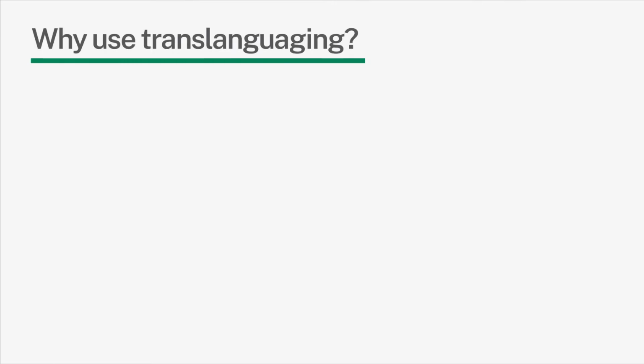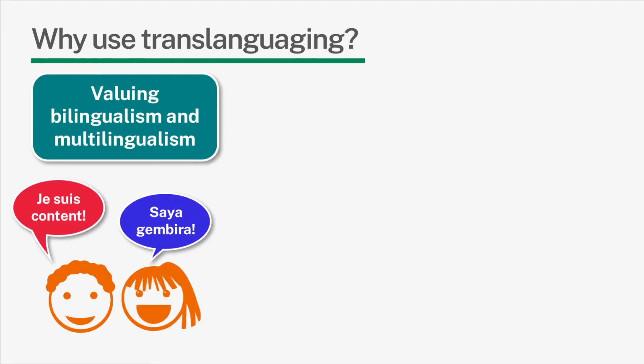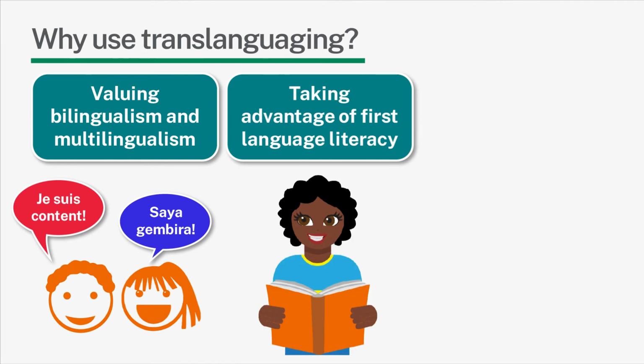Why use translanguaging? Using translanguaging in the classroom conveys the message to learners with EAL that multilingualism, and thus their background, is valued in the school, which can increase their feeling included in the school environment and their motivation for learning. This approach takes advantage of learners with EAL's literacy in their home language or languages.